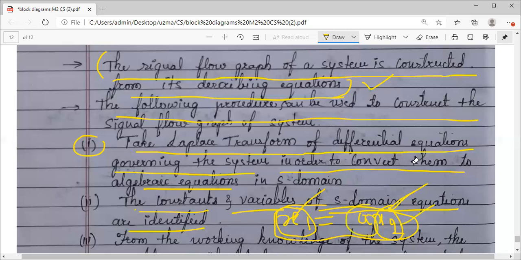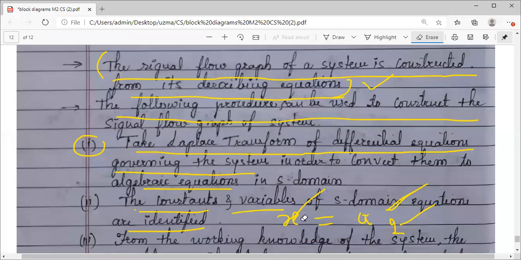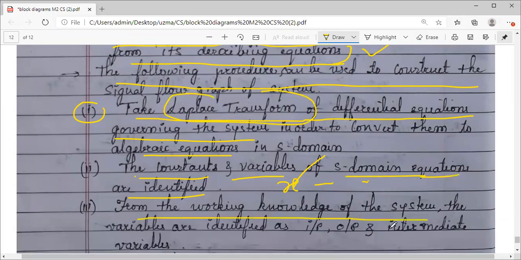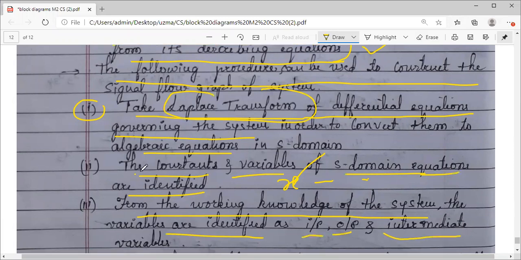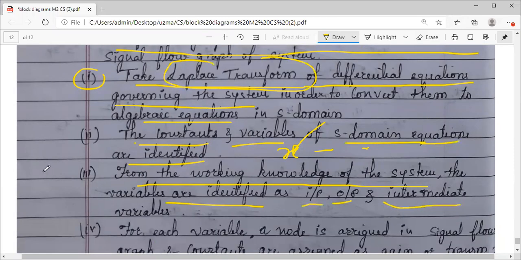So directly you should be able to identify these, the constants and variables of S domain equations. I'm talking about these Laplace transforms. From the knowledge of the system, you should be able to identify in the equation which is the input, which is the output, what are the intermediate nodes, and what is the constant. You should be able to identify from the equations.